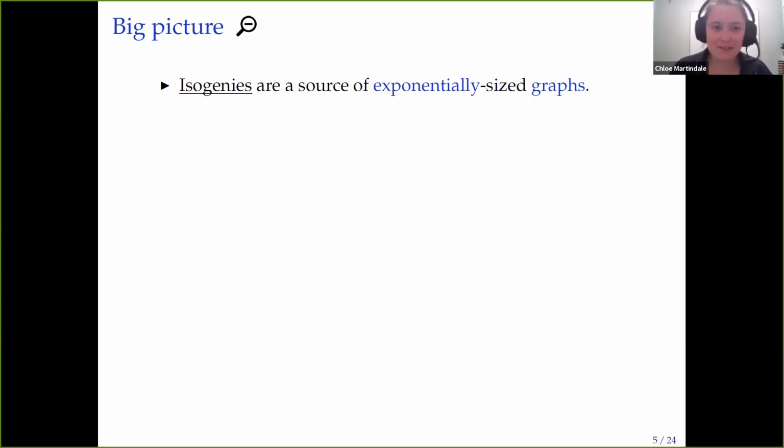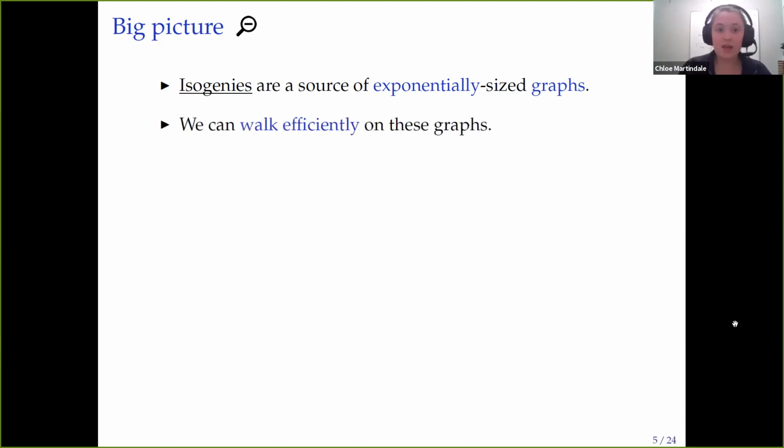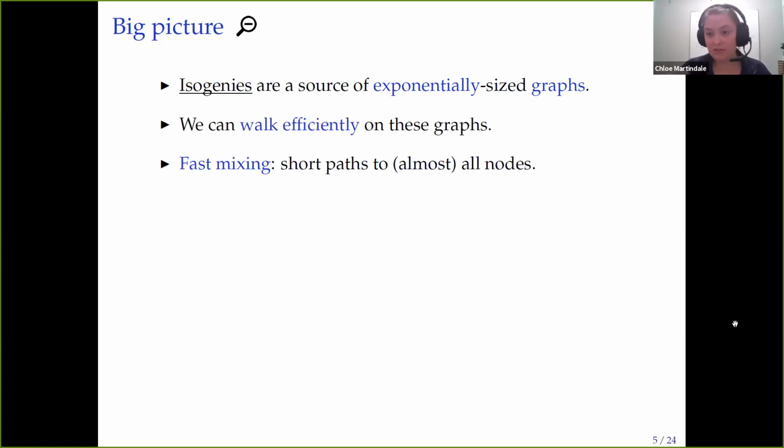Okay, but the nice thing about this is isogenies are a source of exponentially sized graphs on which we can walk efficiently. So we can go between two vertices efficiently. And we have fast mixing, meaning there's short paths to almost all nodes, which is very important because in a very short number of steps, you're at an indistinguishable point in that graph. And think about what that means. That means that if you share your location, then someone's not going to be able to figure out how you walked there. Unlike the problem we had in Manhattan.